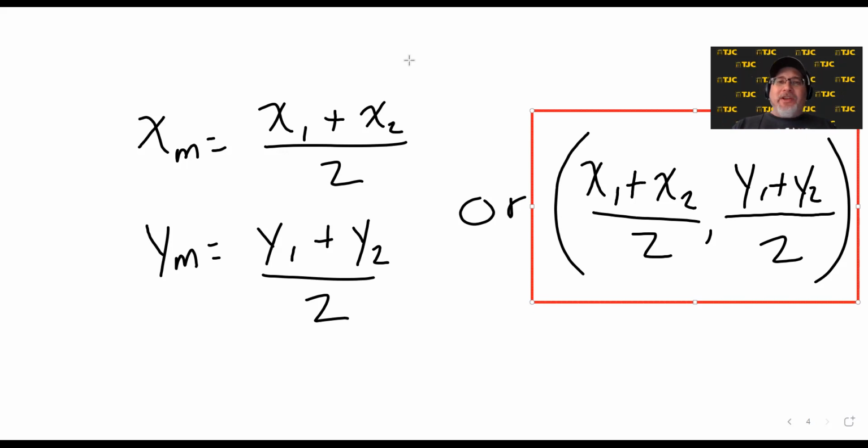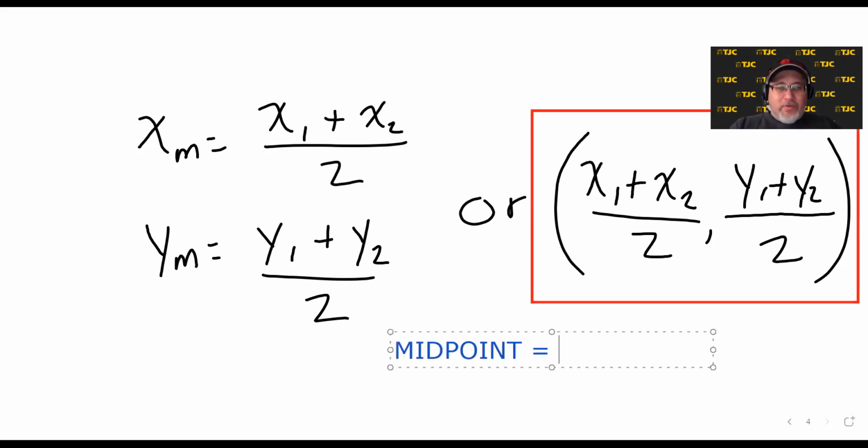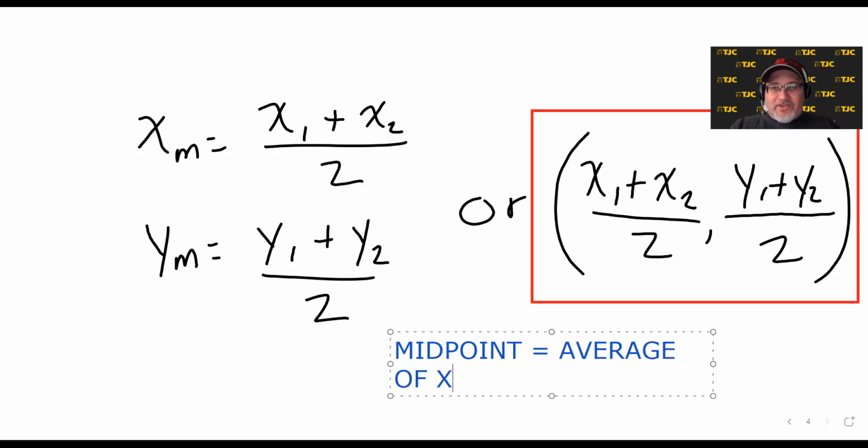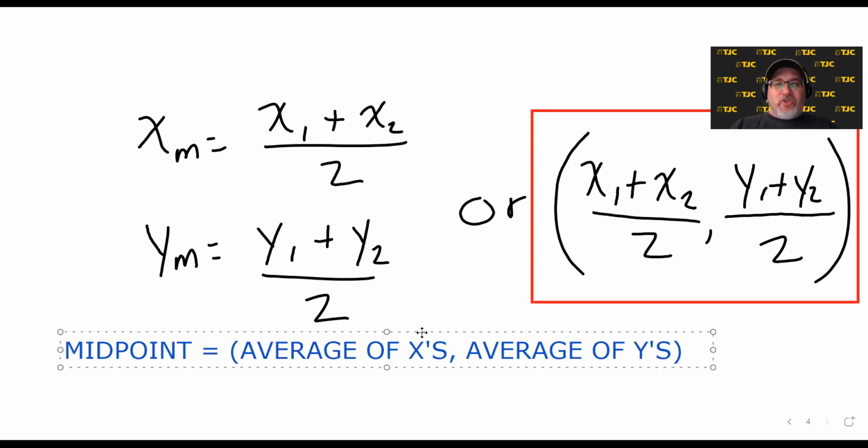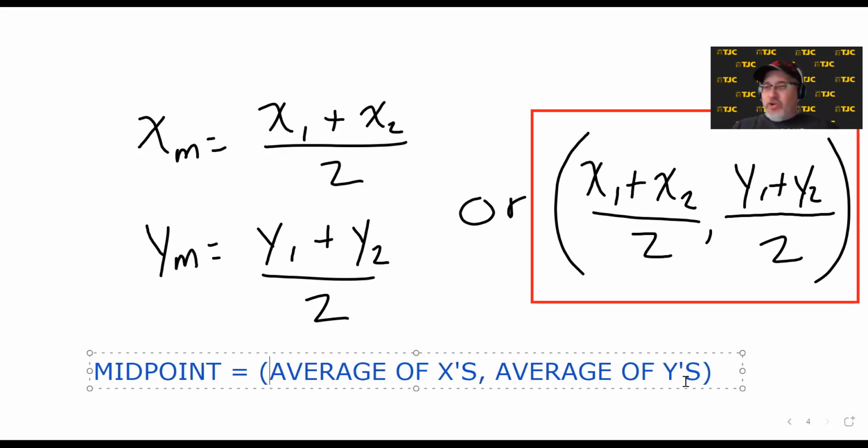So an easy way to think about the midpoint is the following. Midpoint equals average of x's, comma, average of y's. I'm going to format this a little bit better by widening the text box. There we go. So you can just remember that the midpoint is like the average of 2 points. And so to find the midpoint's coordinates, you just average the x's and average the y's.